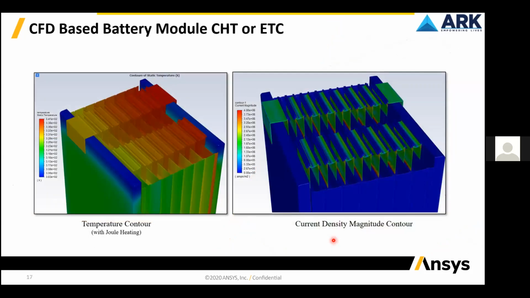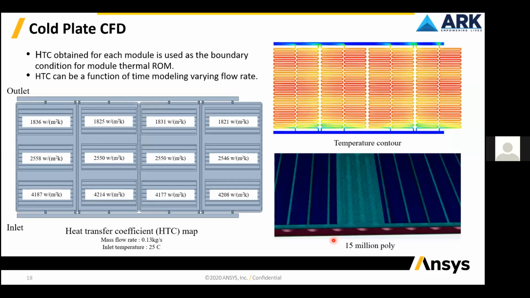Now, for this CST analysis, as you can see, we can get this kind of results. We can get complete temperature results with Joule heating. Then we can get the current density magnitude contours, and various post-processing results are possible. Then talking about the cold-plate CFD, the heat transfer coefficient can be obtained for each module over here.